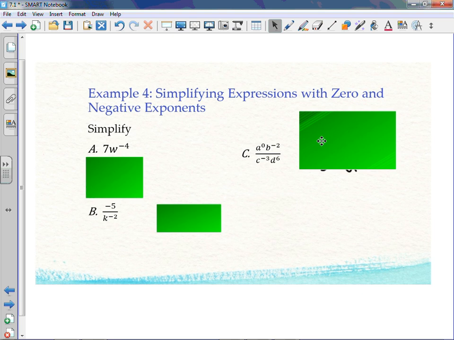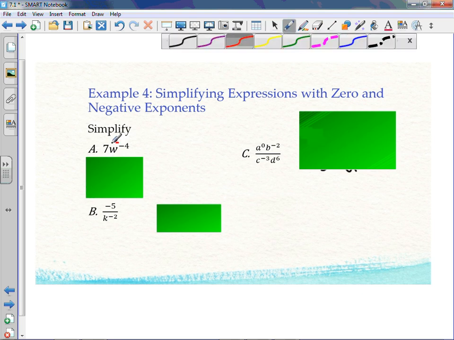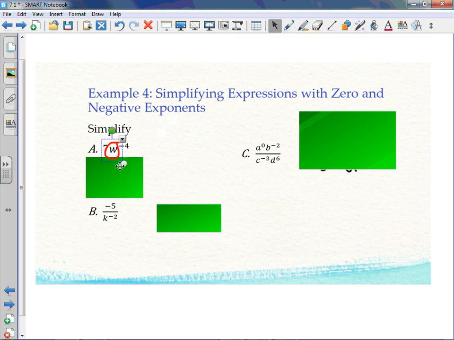All right, so with that first one, A, we know that the -4 is going to drag something down to the denominator. Our big question here is, what is the base? The base is just what's in front of it, unless there's parentheses. So the base is W. So that -4 only has the power to drag the W down, which means the 7 is going to stay on the top.